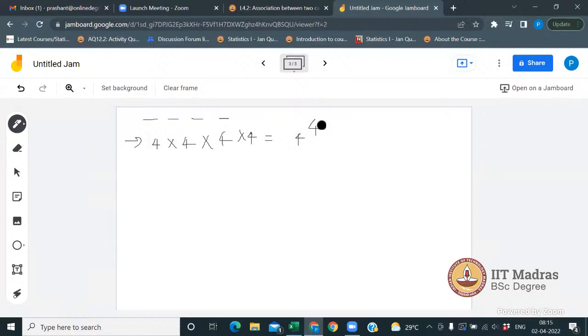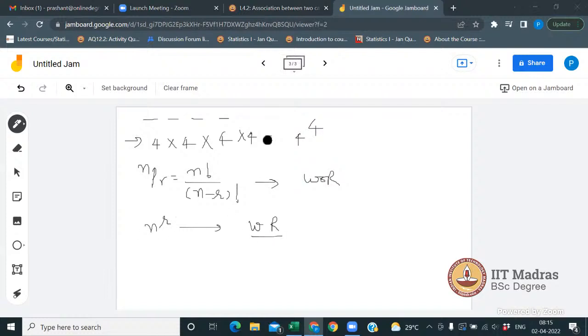So the previous formula, nPr equal to n factorial over n minus r factorial, is for without repetition. And n raised to power r means it will be with repetition. n means r times repeated, right? So yeah, this is for permutation.